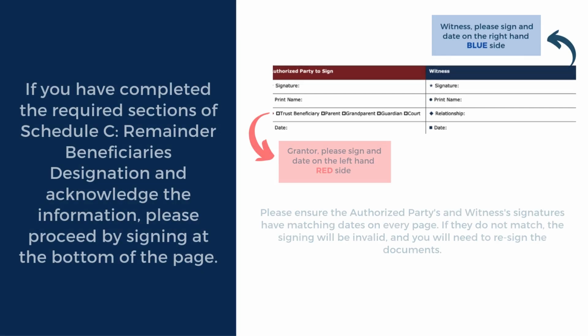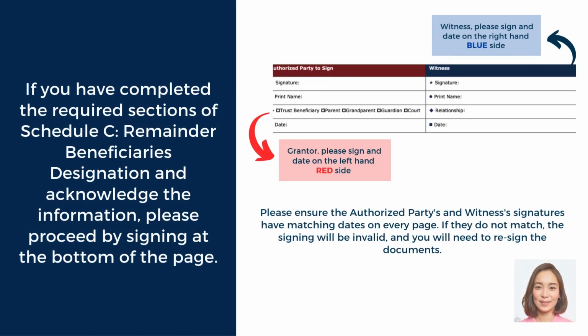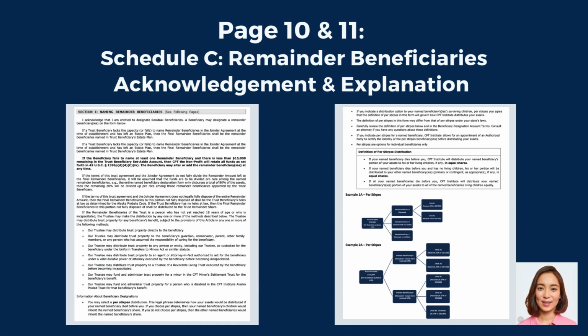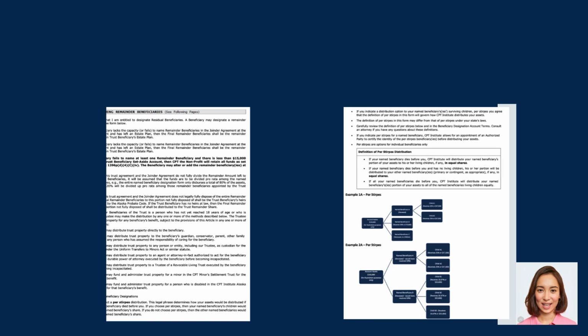If you have completed the required sections of Schedule C, remainder beneficiaries designation and acknowledge the information, please proceed by signing at the bottom of the page. Page 10 and 11, Schedule C, remainder beneficiaries acknowledgement. Please read for a full in-depth explanation.